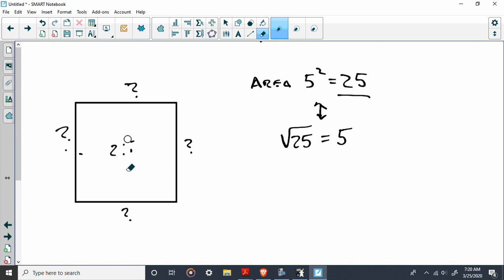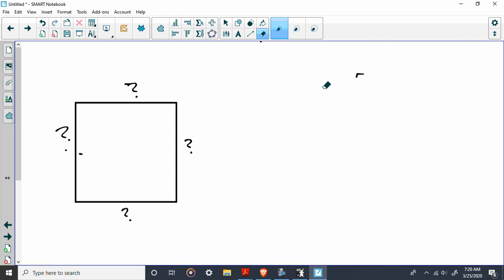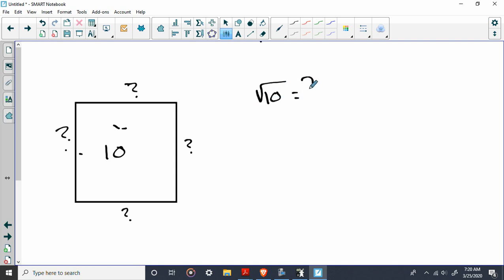One more example. What if I said the area of this square is, let's pick a nice easy number to work with, 10? 10's always a nice, easy number. If we want to find the side, we say, what's the square root of 10? And you find out that you don't know that number. Some of you will yell out 5. No, it's not 5, because 5 times 5 makes 25.